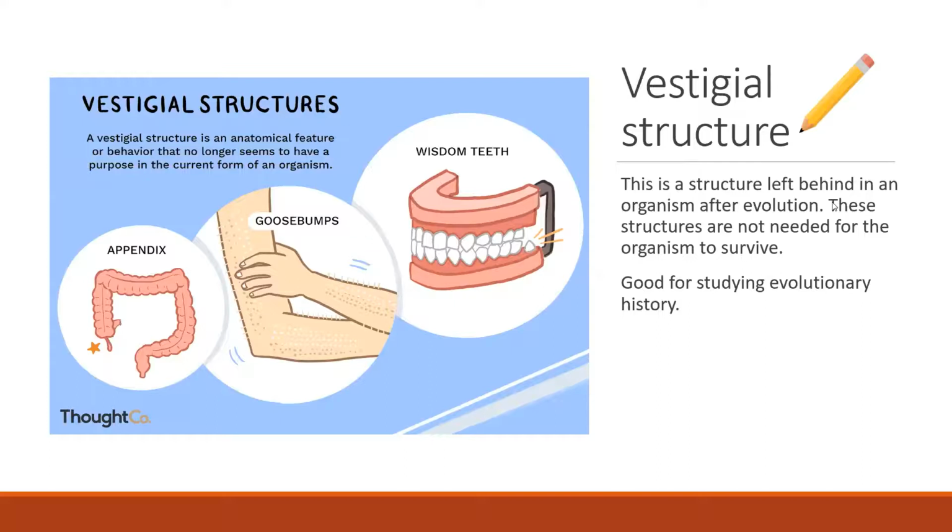So a vestigial structure is a structure left behind in an organism after evolution. These structures are not needed for the organism to survive. They're good for studying evolutionary history. In fact, in many cases, vestigial structures actually can cause harm to the organism rather than helping the organism out.